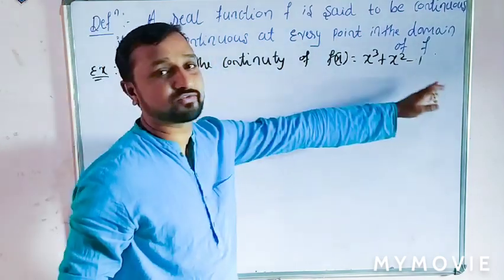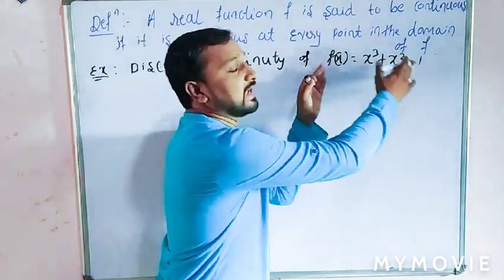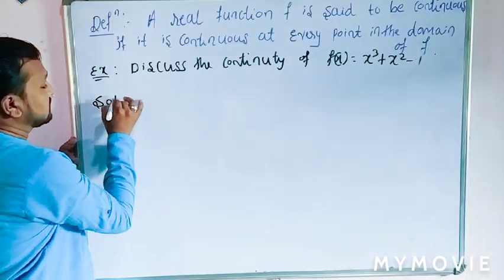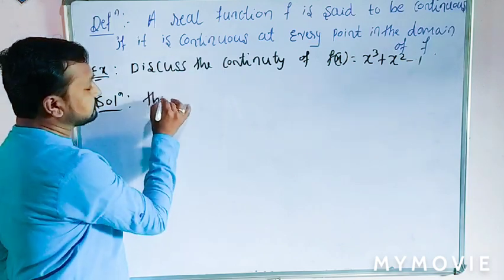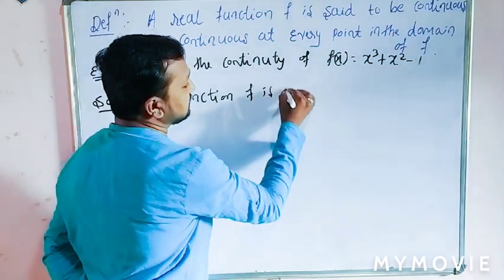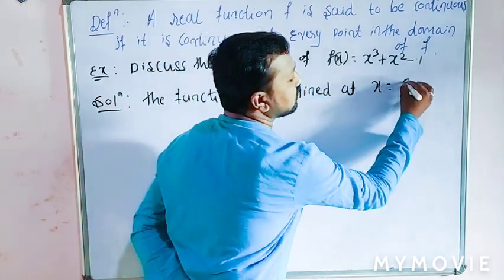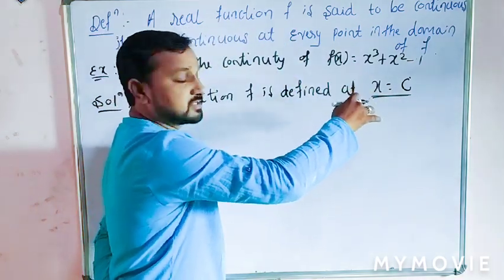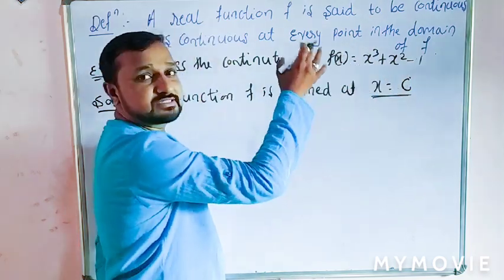So here there is no particular point. Is that clear? So we find the continuity of this function in general. So I can take the solution of this example. What is that? Already we know the procedure. The function f is defined at x equal to c. This is a general point in the domain. Is that clear? x should be in the domain. There is no particular point in this example, so we take some general point.